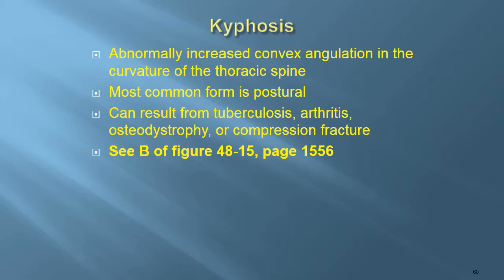Kyphosis is an abnormally increased convex angulation in the curvature of the thoracic spine. The most common form is postural. It can result from tuberculosis, arthritis, osteodystrophy, or compression fracture. See B of figure 48-15 on page 1556.